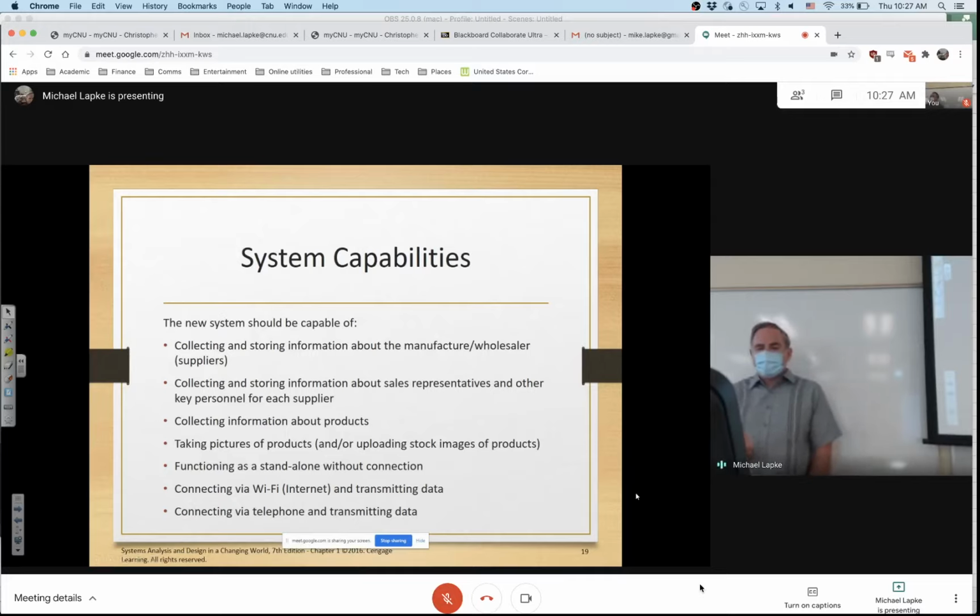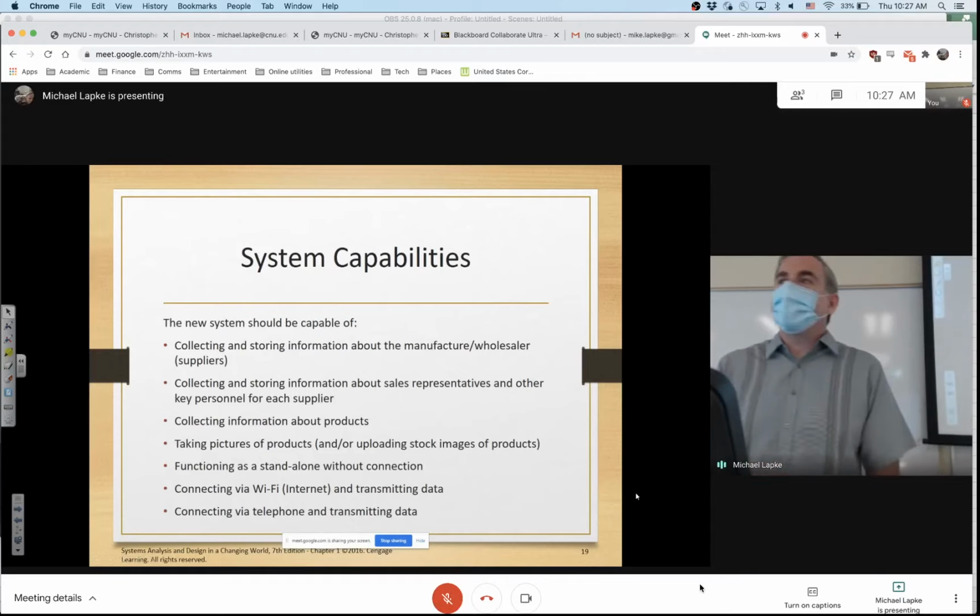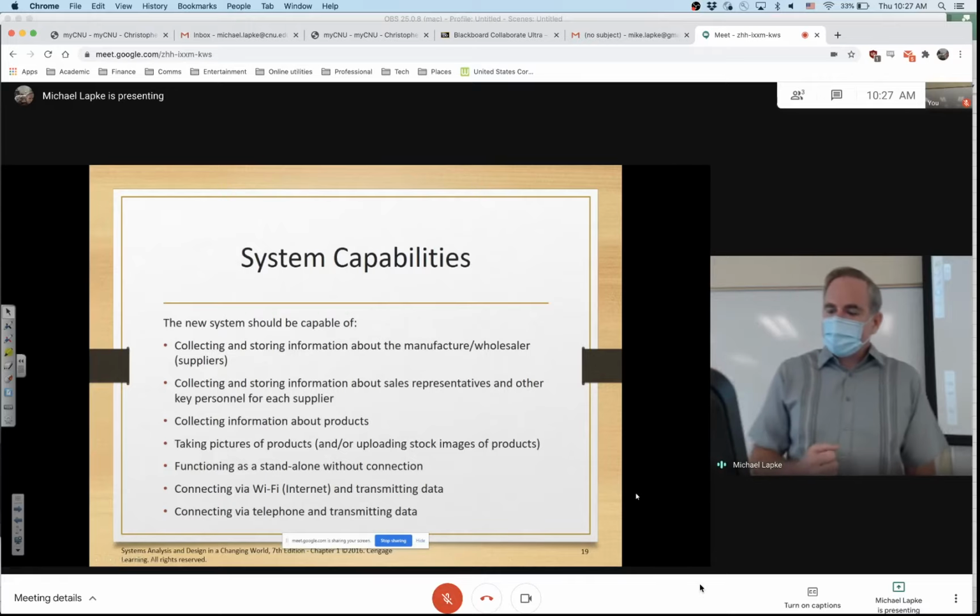Collecting and storing information about sales representatives. Again, picture another entity right there. Another key personnel. Collecting information about products. Sounds like something I want to store information about. Taking pictures of products. Oh, now we're talking about the type of information. It's not just text data, it's binary data as well. So that's informing me as I'm reading through this.